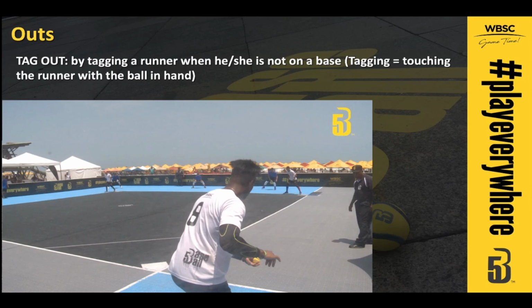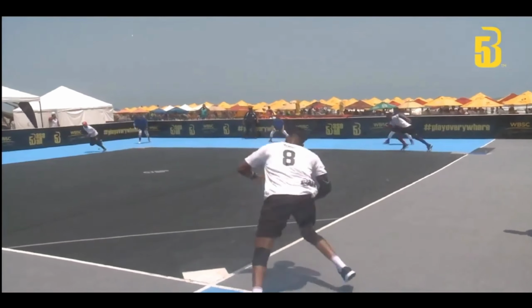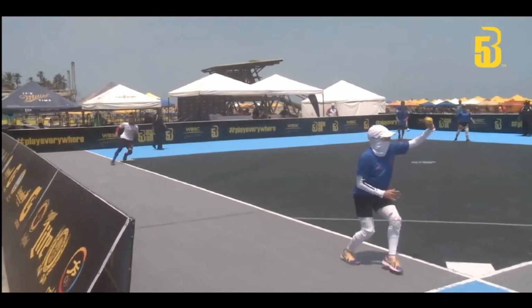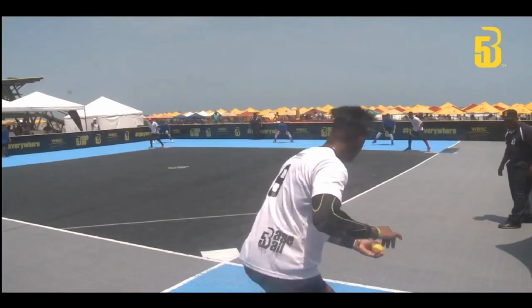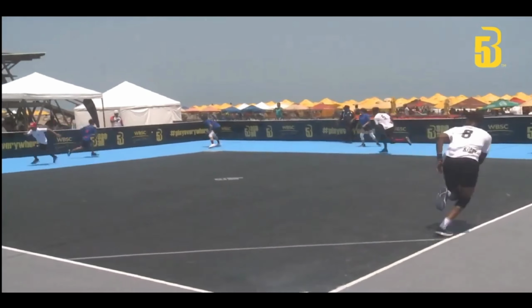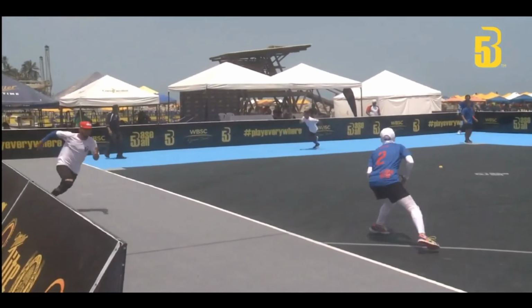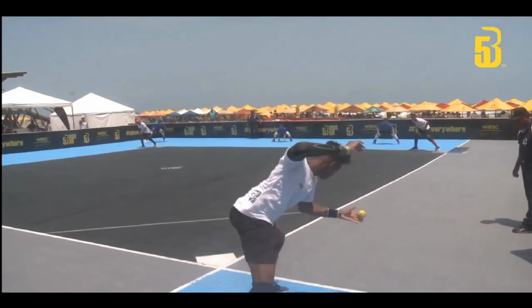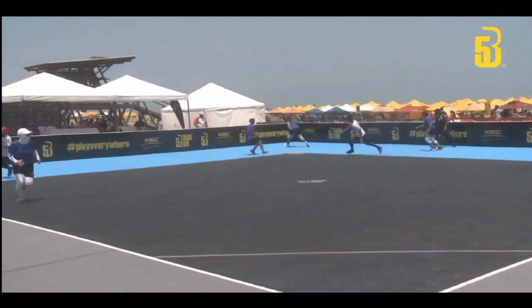A defensive player can also make an out by tagging a runner when he or she is not on a base. And we define tagging as touching the runner with the ball in hand. You'll see it very clearly on this example. We're going to have an out at home plate. There's the tag. And it's a really good defensive play by the blue team. It's a good hit. One bounce, then off the wall. But there's the throw and the tag out at home plate. We'll watch it 2 more times.